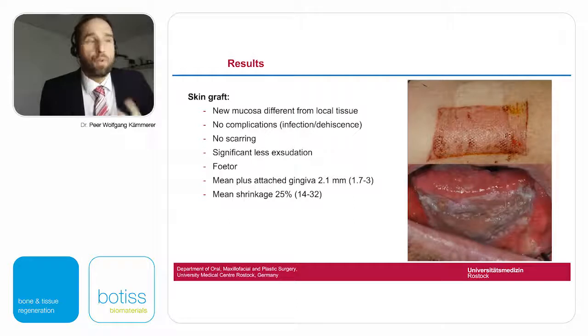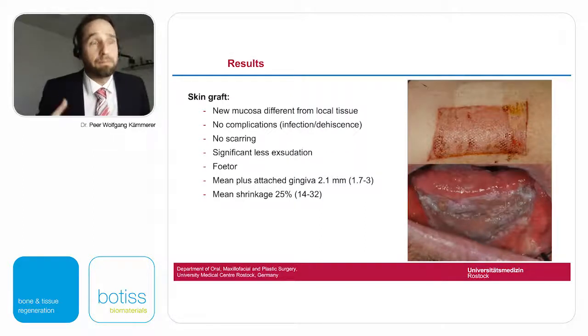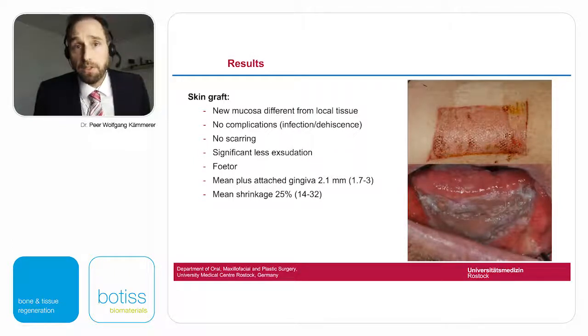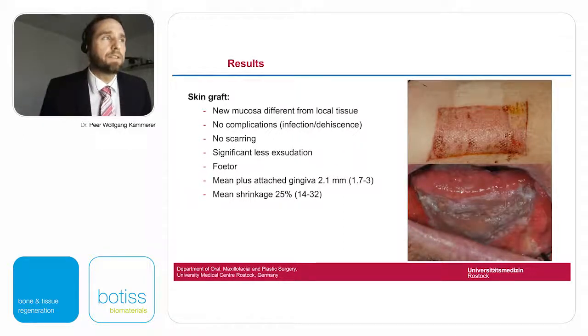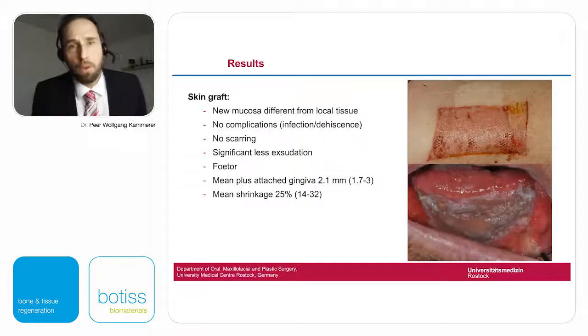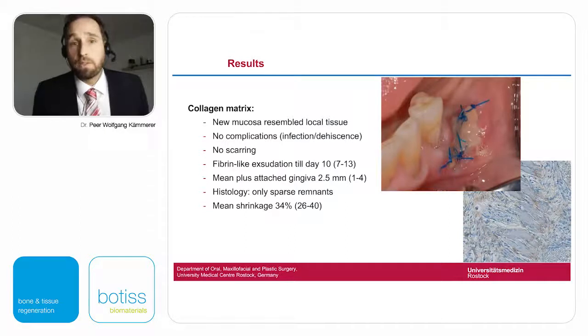So of course the new mucosa was different to the local tissue. We also had no complication in the mouth, but we had complications, of course, at the leg. So there was scarring. There was discomfort for the patient. We did not see the exudation we saw when using the membrane. The patients felt a little bit uncomfortable, with a mean plus of attached gingival tissue of 2.1 millimeters. Also quite good. It works. With less shrinkage compared to the membrane, 25% compared to 34%.